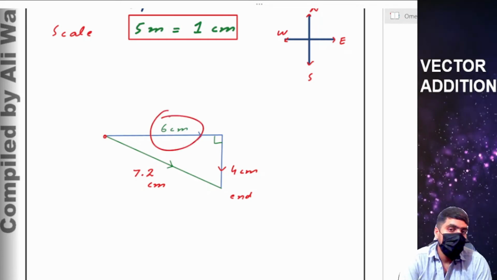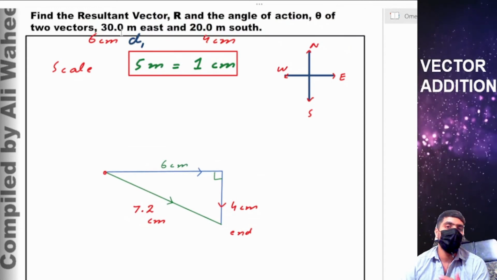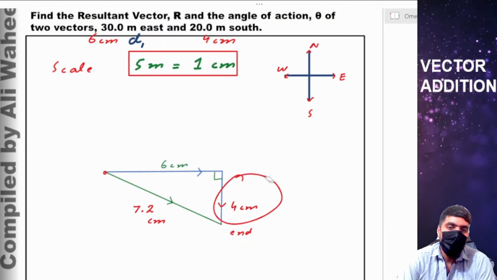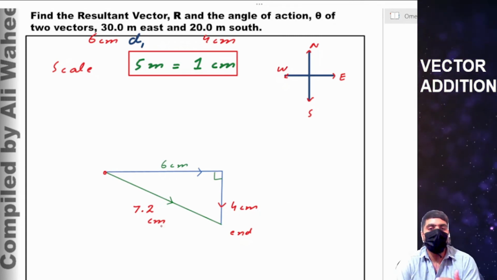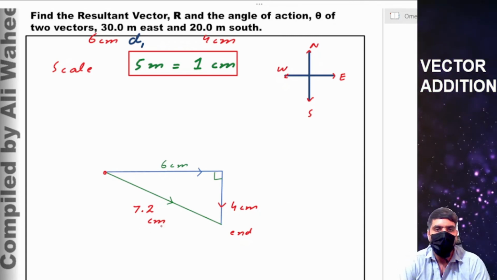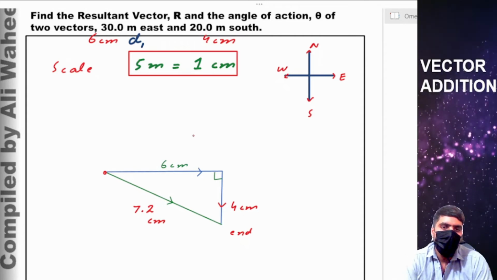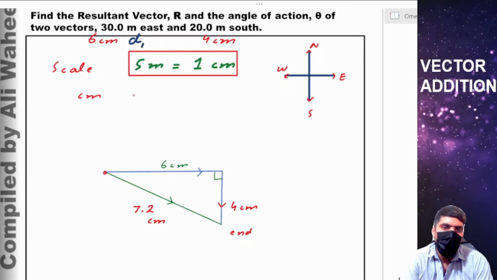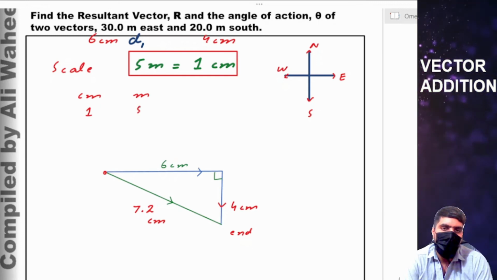Since 6 centimeters was not 6 centimeters for the real quantity, 6 centimeters was representing 30 meters. 4 centimeters was representing 20 meters. So 7.2 centimeters represents how many meters? For this one, you go back to the scale and you understand this thing. Our scale was every 1 centimeters represents 5 meters.